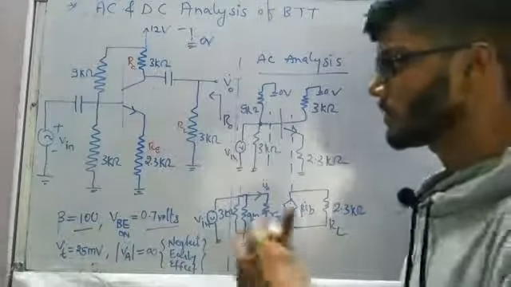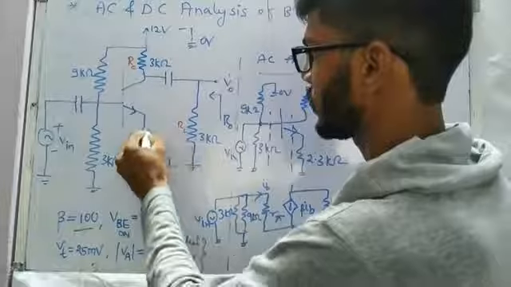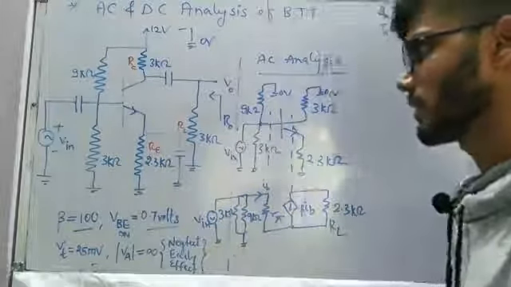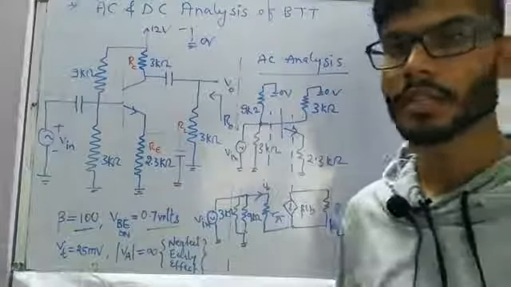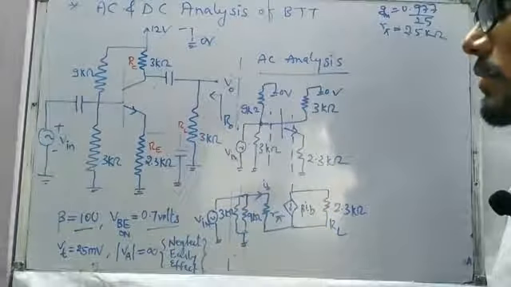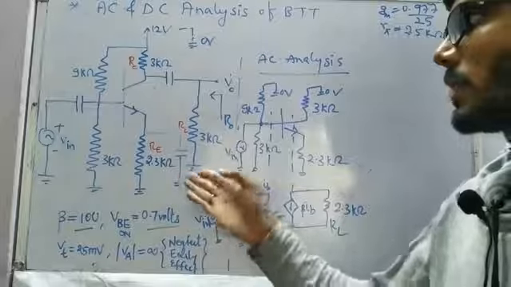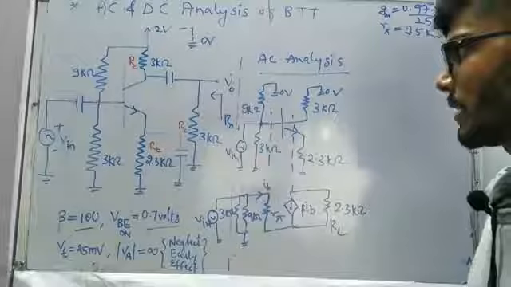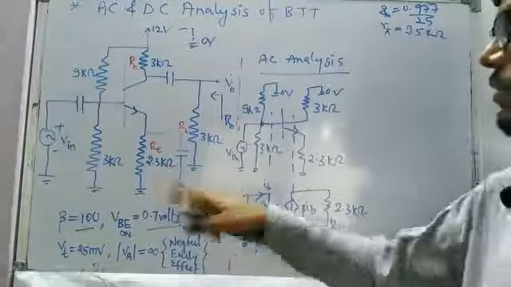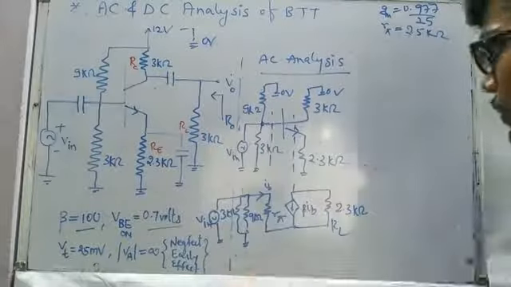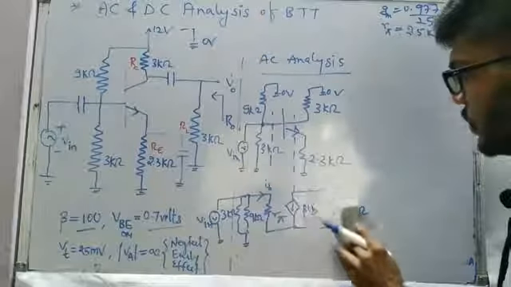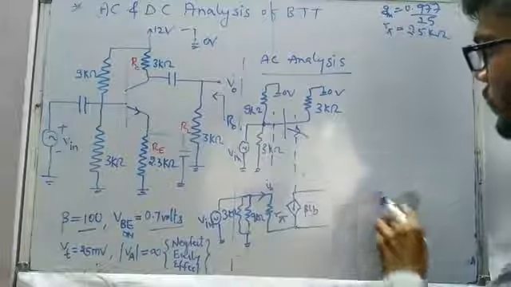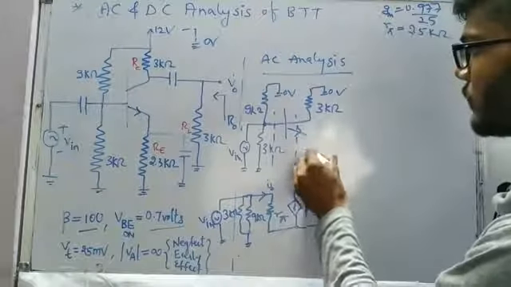Actually, I have made a small mistake here. In the question, one capacitor is given in parallel to the emitter resistance. Though it is not going to have any effect on the DC analysis that we have done previously, because in DC analysis the capacitor will be open circuited, in the case of AC analysis it is going to be short circuited. So this 2.3 kilo ohm is not going to come into the picture. That is the mistake we have made. So we have to make it grounded.